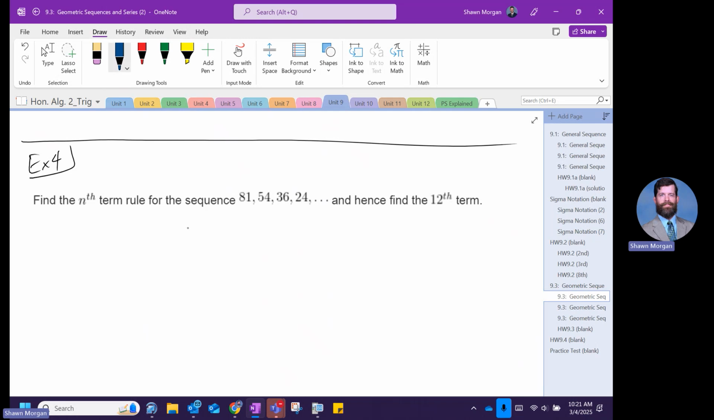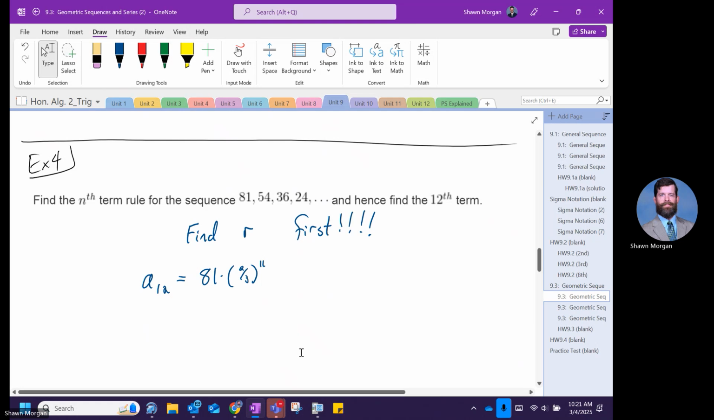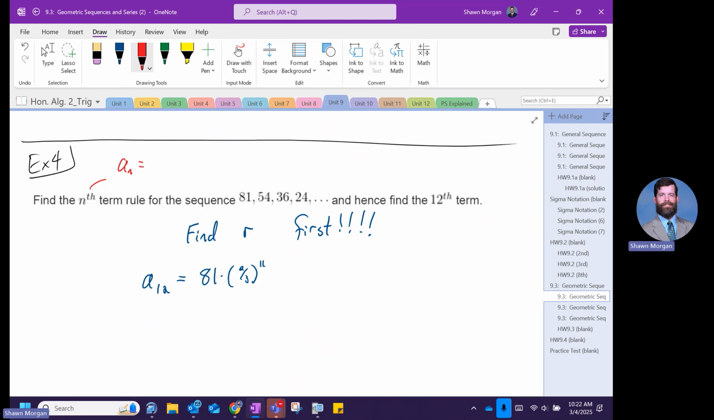So the way that we're figuring out, find r first. In this case, y'all said it's 2/3. So now a sub 12 is going to be 81 times 2/3 to the 11th power. And then I just whip out the old calculator. By the way, it does say find the nth term rule, so we'll just go ahead and write a sub n equals 81 times 2/3 to the n minus 1. So technically that's what they asked for initially there.